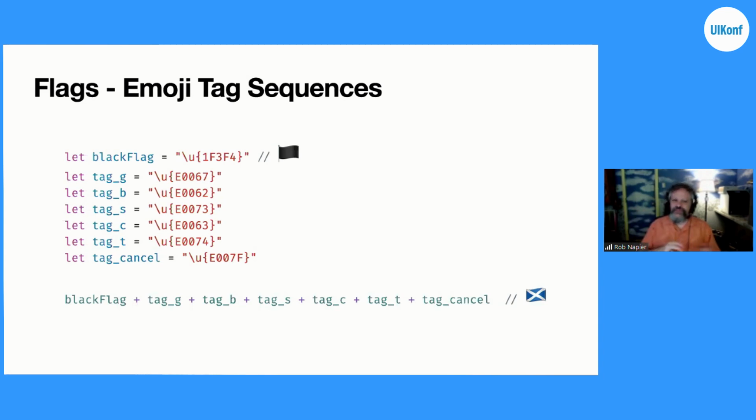For regional subdivisions, the tags are all lowercase tag letters, and they start with the region identifier followed by a subregion identifier. So in the United States, the state of California's flag would be USCA, for US and then CA, then cancel. But that actually won't work on most platforms today.